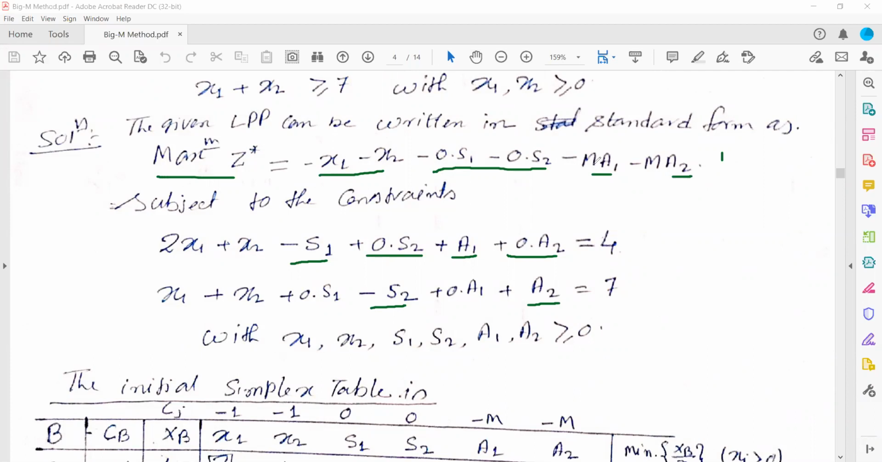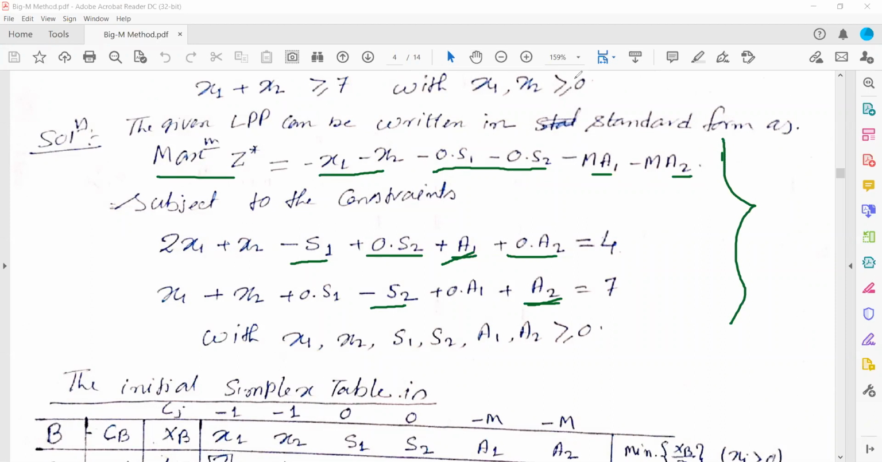And they come with a penalty, and the penalty will be the same for all the artificial variables. There are two artificial variables, one is a1 and the other is a2. The penalty for the artificial variable a1 is M, and the penalty for a2 is also M. So I have subtracted both: minus M a1 minus M a2. Now this is your standard form of the LPP.